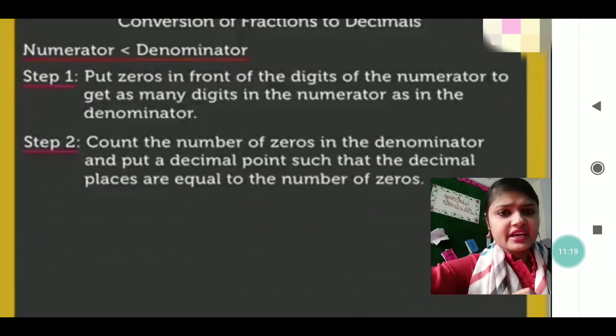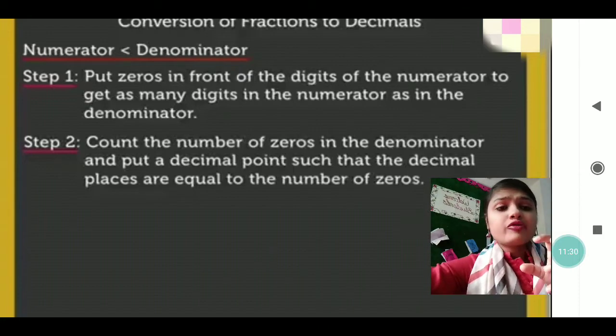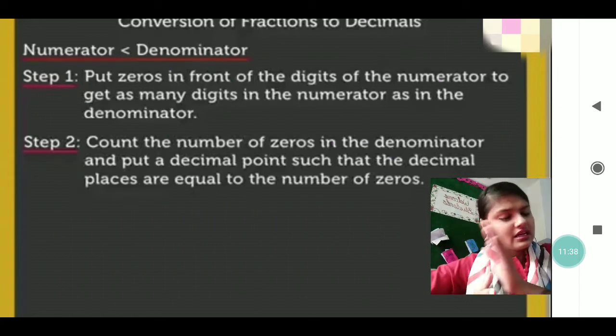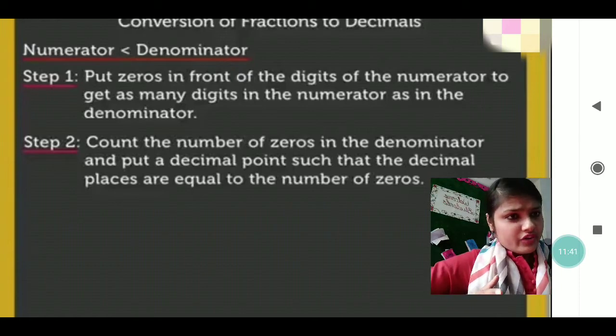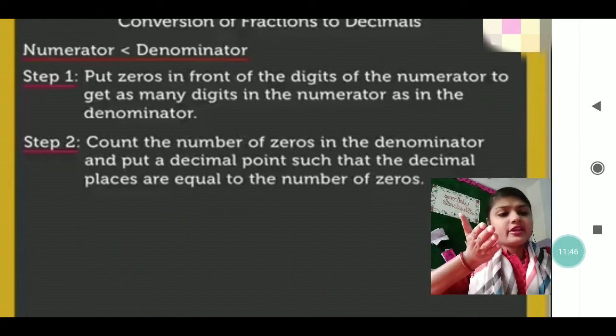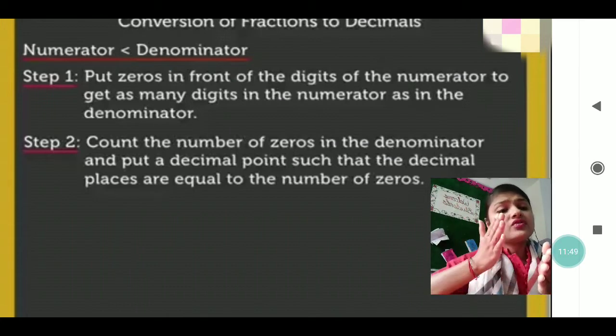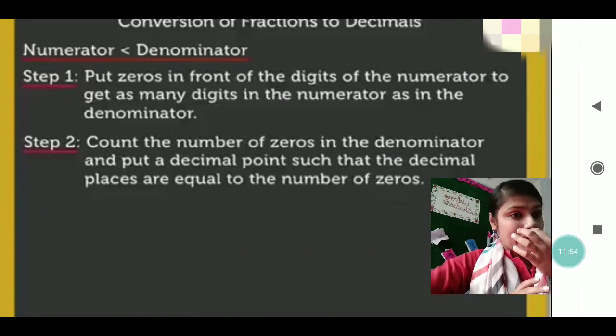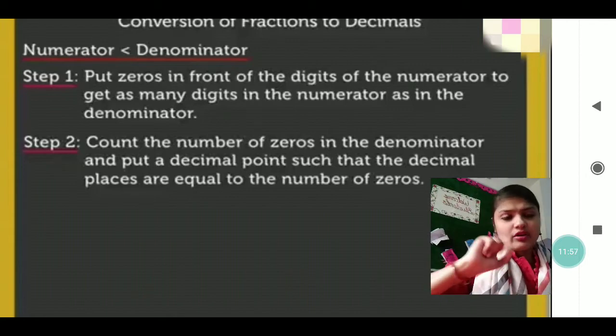You can see what is written: put 0 in front of the digits of the numerator to get as many digits in the numerator as in the denominator. It means you have to put zeros in front of the numerator, before that number. You make the numerator and denominator equal by putting zeros in the numerator column, because the denominator may have two digits while the numerator has only one.